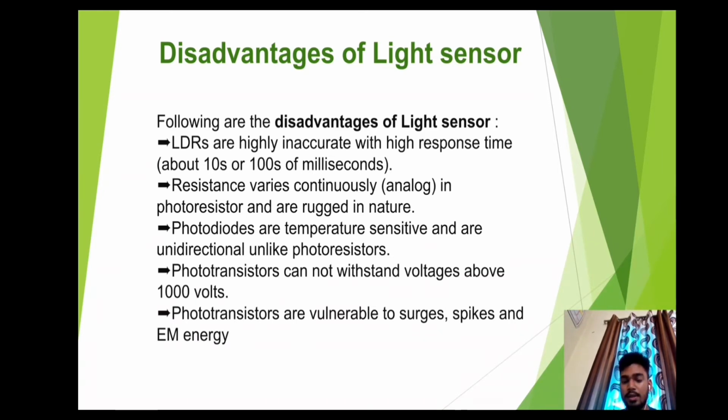And the resistance of the LDR is variable because it depends on the light intensity. That's why it is varying in nature. Photodiodes are temperature sensitive and are unidirectional, unlike photoresistors. Photodiodes can sense the temperature and work in one direction. But a photoresistor performs inversely to the nature of this photodiode.